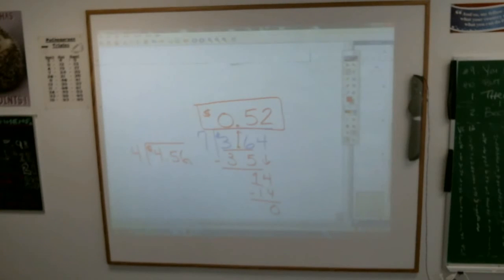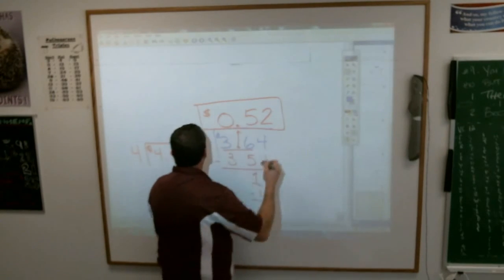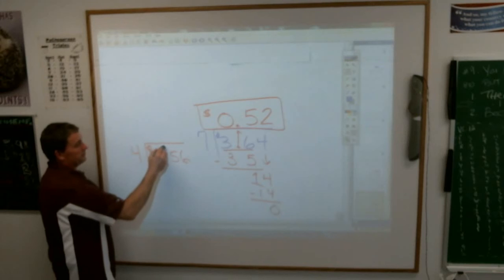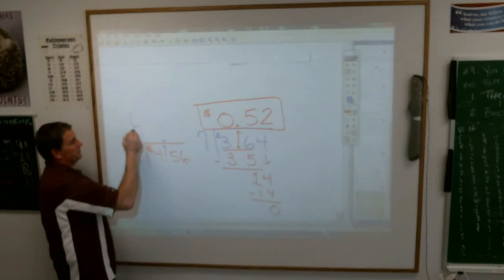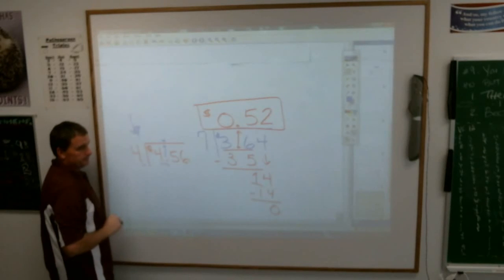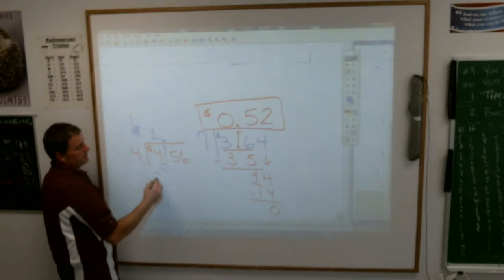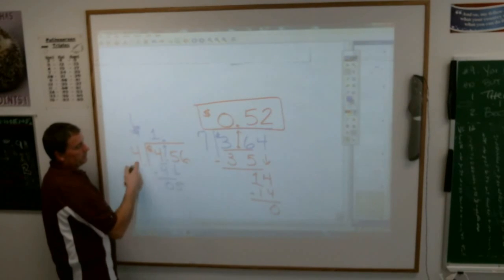Let's see what we got here. If it's dollars, the first thing I strongly recommend you do, so you don't forget at the end, is bring up your decimal exactly straight above where it's at. Put a dollar sign here so you don't forget to label it. Does 4 go into 4? Yes, 1 time. Multiply. Subtract. Bring down.